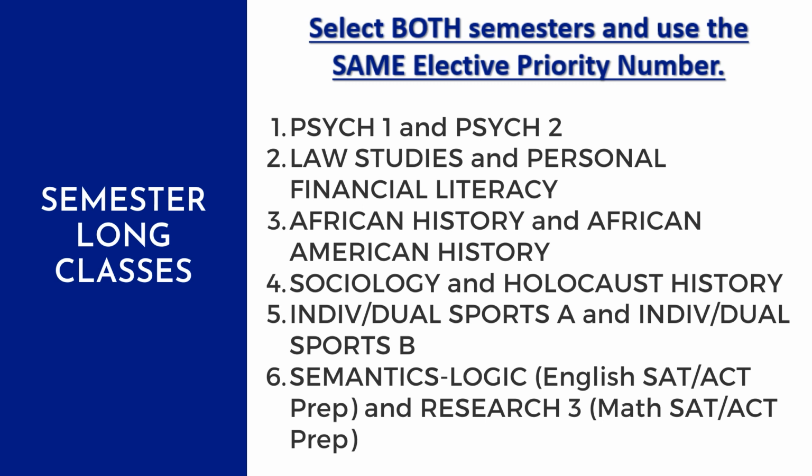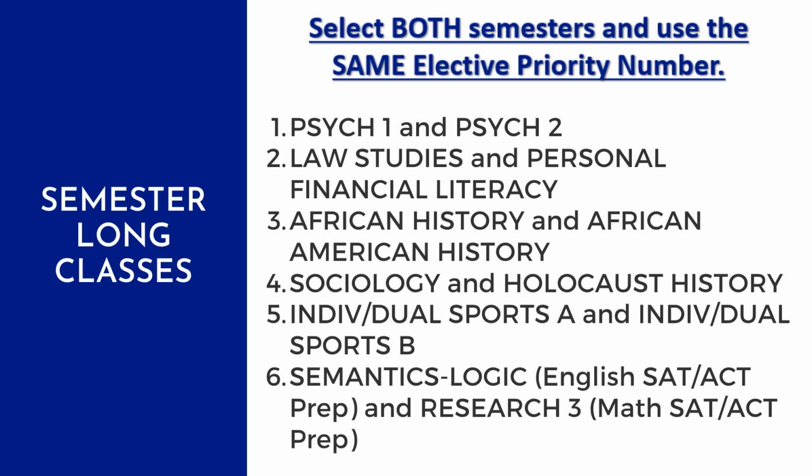Some of our electives are 2 separate semester courses that we offer back-to-back to make a full year. In the case of these classes, you will need to choose both semesters in order to have the full year. Because these courses will be offered back-to-back during the same period in your schedule, you will use the same elective priority number when entering them. For example, if you are most interested in taking African and African American history, you will need to select both African history and African American history as 2 separate choices. Then you will list both with the elective priority number of 1.